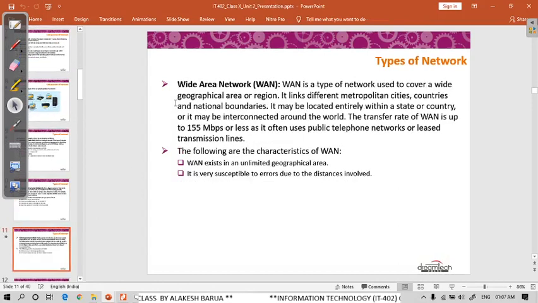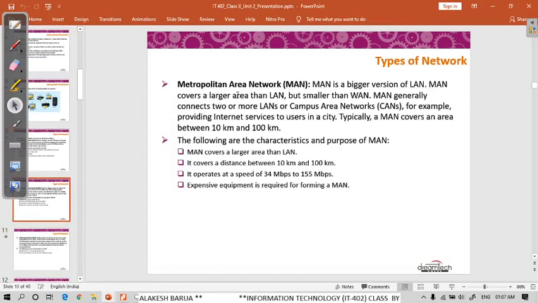Now we will know what a MAN is. Metropolitan area network. So a metropolitan area network is a bigger version of LAN. MAN covers a larger area than LAN. MANs generally connect 2 or more LANs or campus area networks. For example, providing internet services in a city, typically MAN covers such an area.